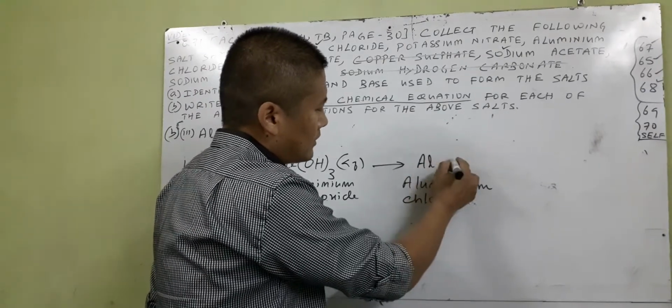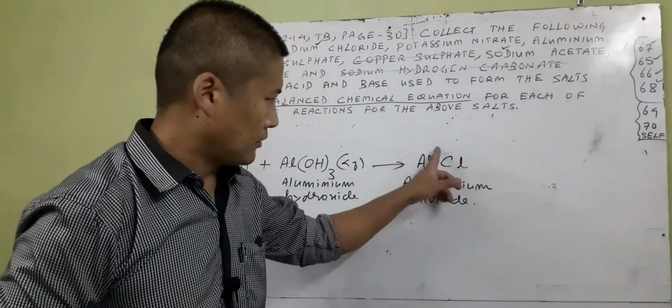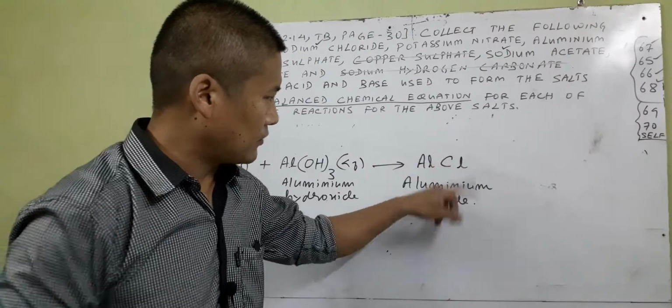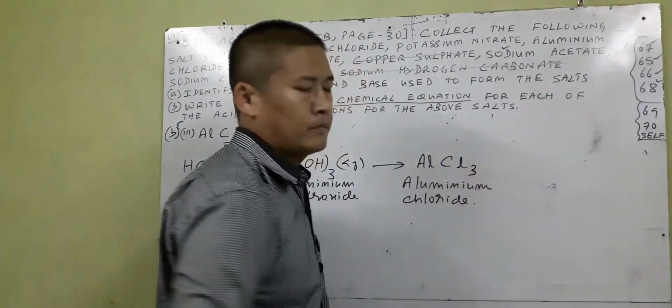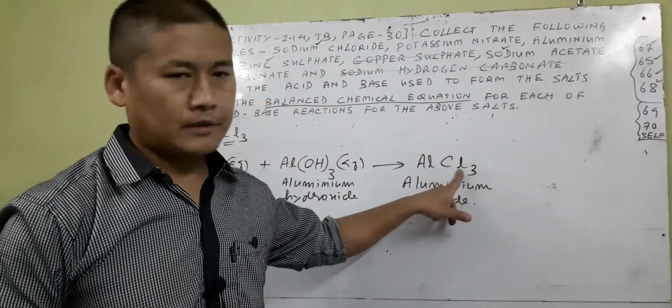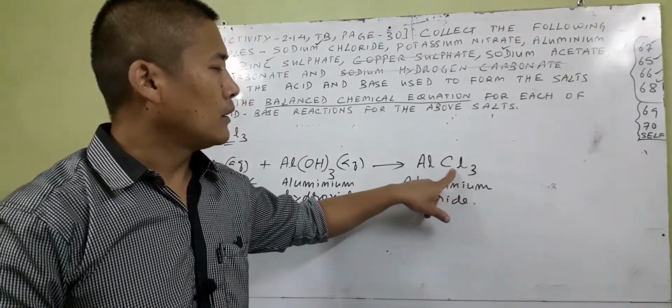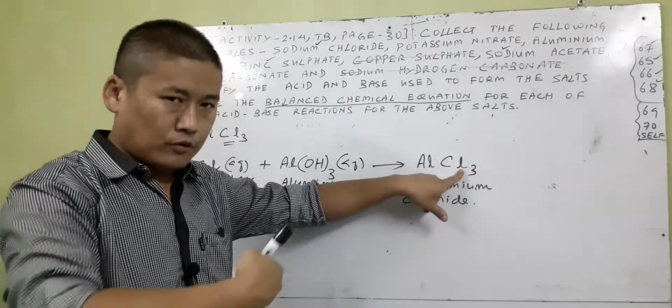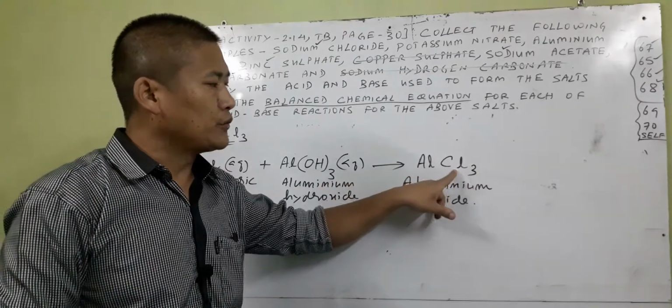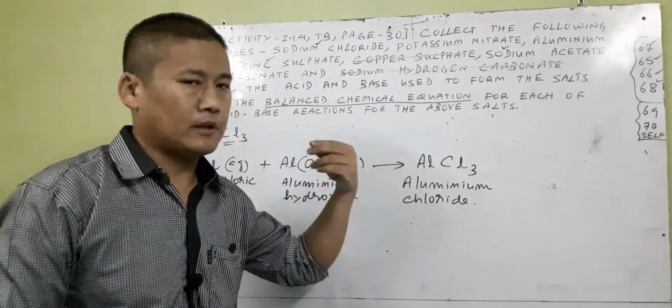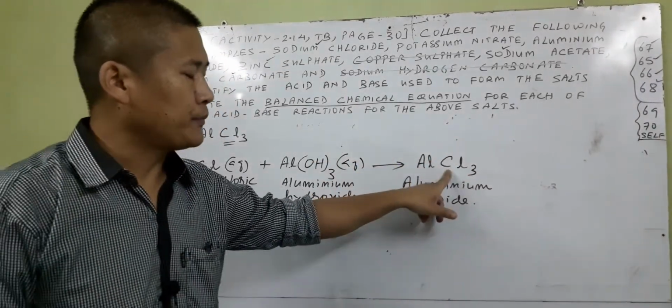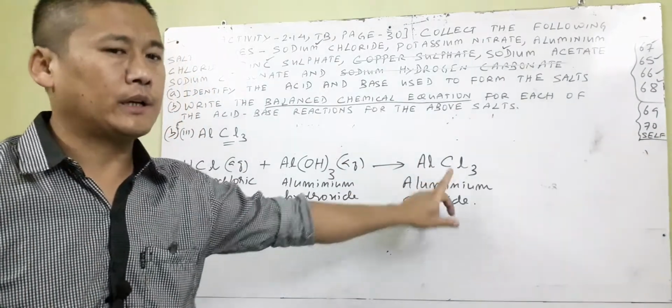Al3+, and chloride is Cl1-. So 3 and 1 need not be shifted. 3 will go to the lower backside of Cl, and no bracket because Cl is not 2 atoms, it's only 1 atom. C capital, small l signifies chlorine atom. Even though there are 2 letters, it's not 2 atoms, it signifies 1. So no need to put bracket because this is a simple ion. We shouldn't put bracket in fact.